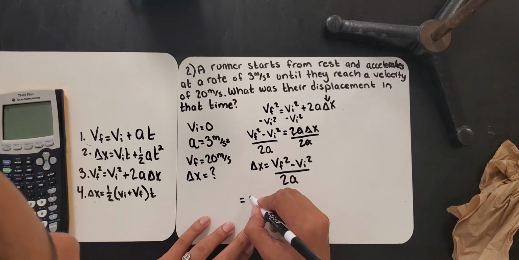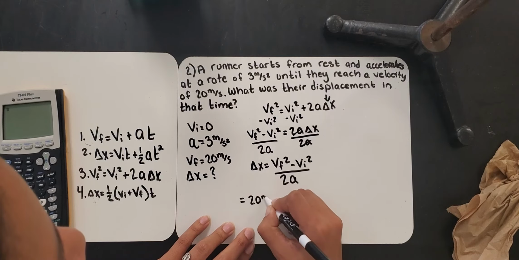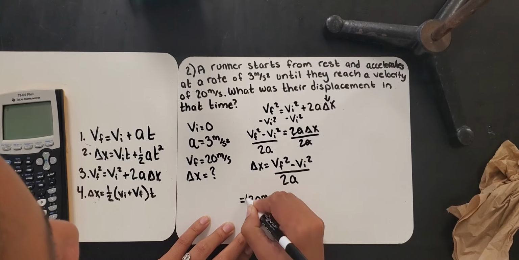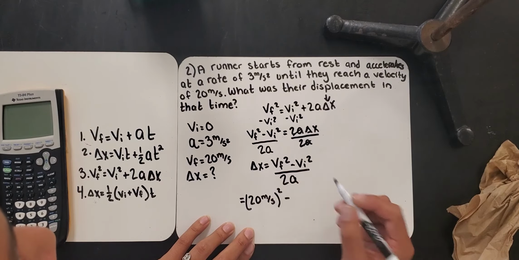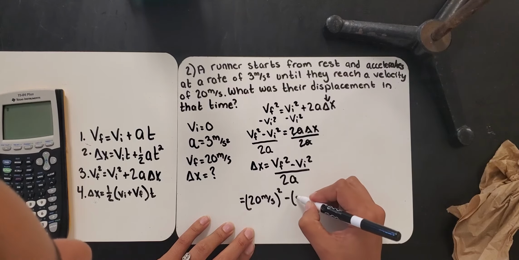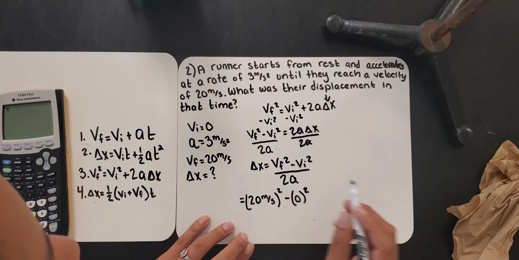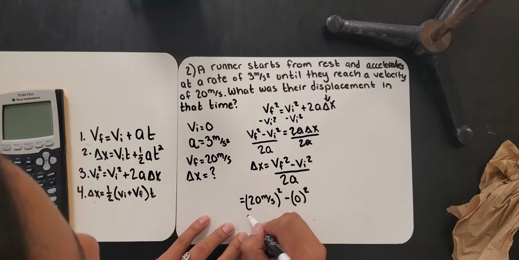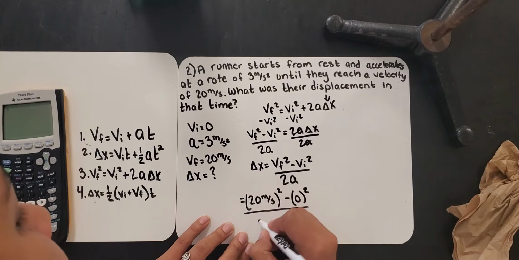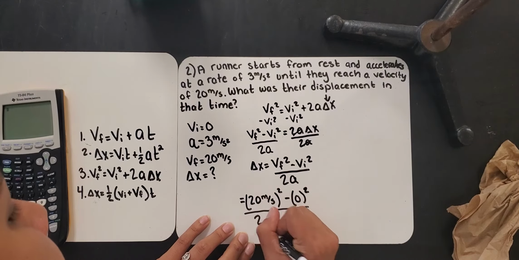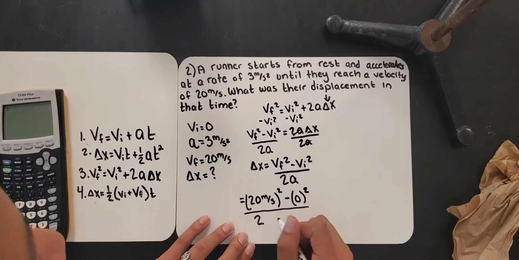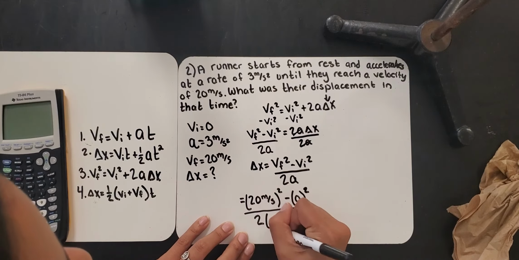So let's plug that in. Final velocity, 20 meters per second. That whole thing is going to be squared, minus initial velocity, which is 0. That'll just be 0, over 2 times acceleration, which is 3 meters per second squared.